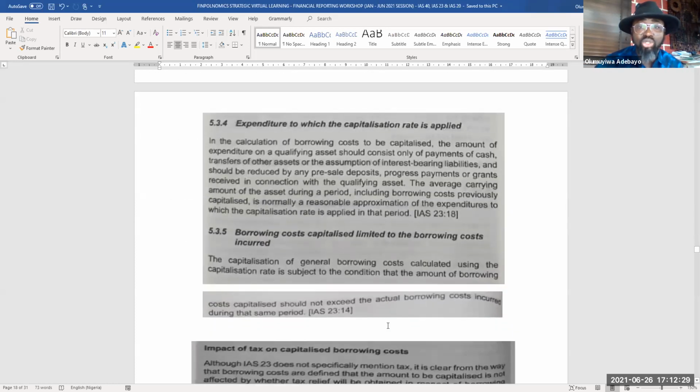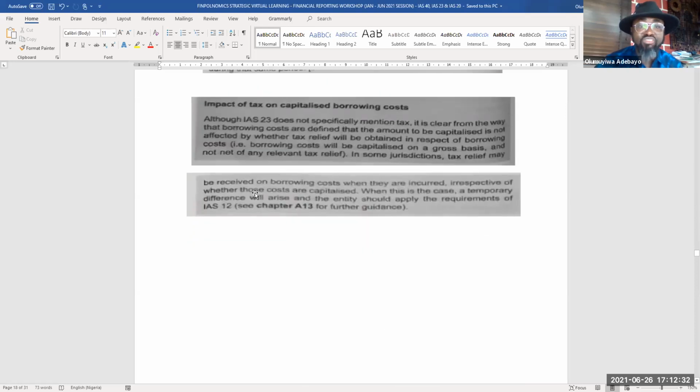Okay, another thing I want us to look at is the issue of the impact of tax on borrowing costs. Can you read that out for us? Impact of tax on capitalized borrowing costs. Although IAS 23 does not specifically mention tax, it is clear from the way borrowing costs are defined that the amount to be capitalized is not affected by whether tax relief will be obtained in respect of borrowing costs. That is, borrowing costs will be capitalized on a gross basis and not net of any relevant tax relief.